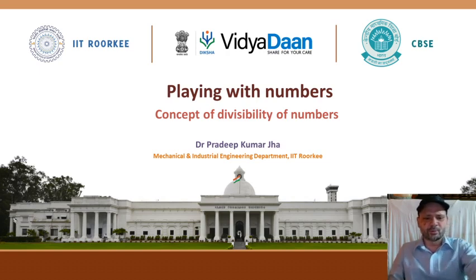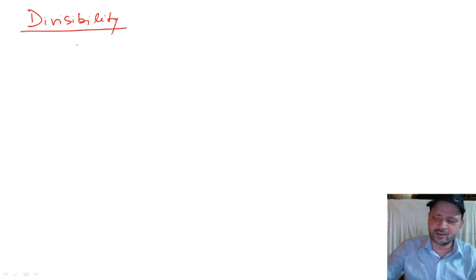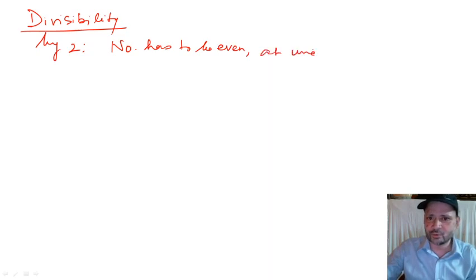So coming to the concept of divisibility, we will go to a white screen and see the numbers. We have to check divisibility, and we will start with the numbers. If any number has to be divisible by 2, the number has to be even. It means at the unit place you must have 0, 2, 4, 6 or 8.